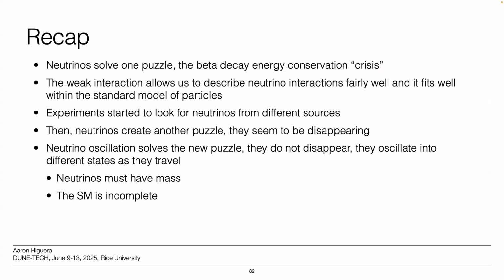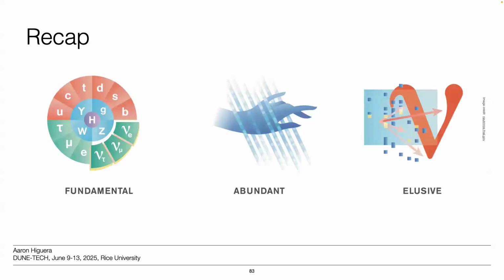The standard model is incomplete because there should be a mechanism that gives mass to the neutrinos. So to summarize, yes, the neutrinos are fundamental particles. They fit to the standard model. They are the neutral leptons. They are extremely abundant. They are the second most abundant particles in the universe. A lot of the neutrinos pass through your body right now, and you don't notice.